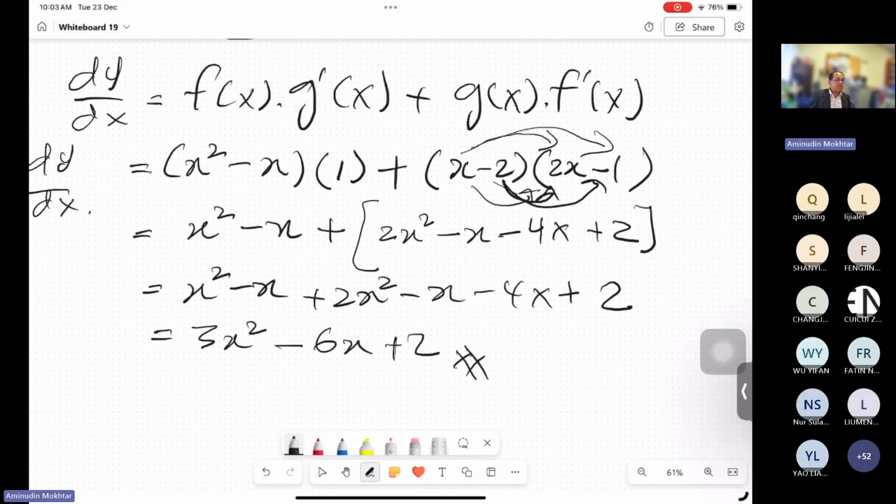The first derivative for the product rule. When we have two functions together, we can apply the product rule in order to find the answer. Okay, that is the product rule of the function.